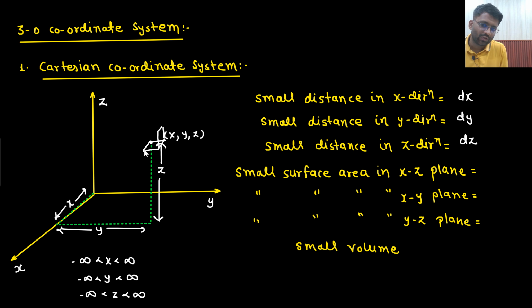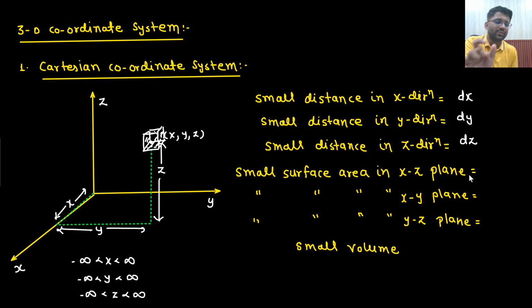So here we can make a small volume as well, no? Similarly, we can make a small volume as well, since it is 3D. So dx distance you know, dy distance you know, and dz distance you know. This is what we have done. So small distance dx, small distance dy, small distance in z direction would be dz.